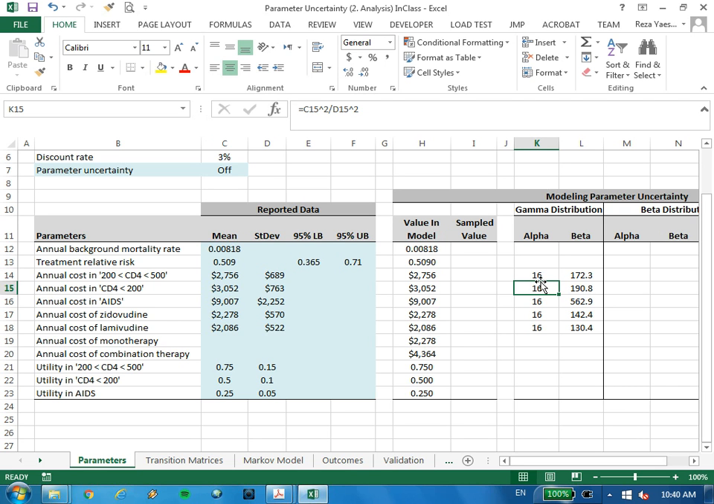Okay, we mentioned that one of the popular distributions to capture cost is gamma distribution, and one way to fit a gamma distribution to our data is to match the expected value and the variance. And that's what we did here. We are finding the alpha and beta parameters of gamma distribution. Okay.